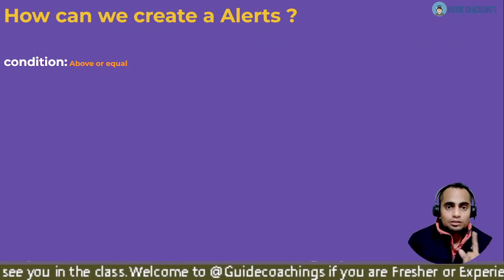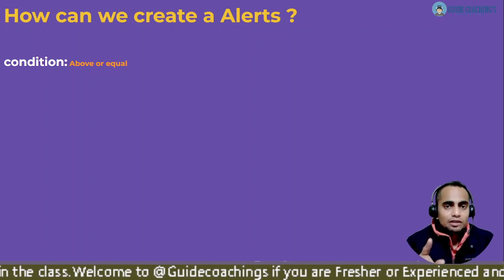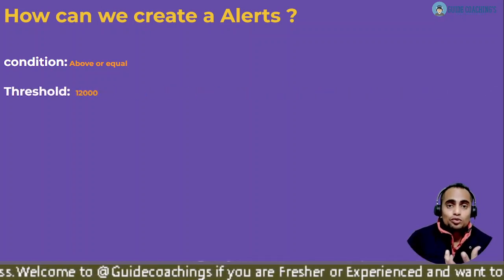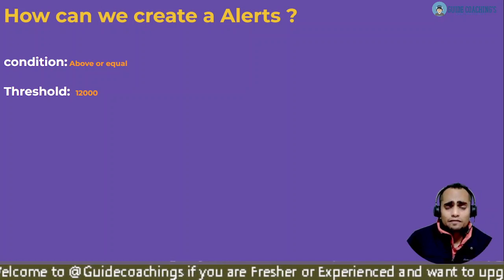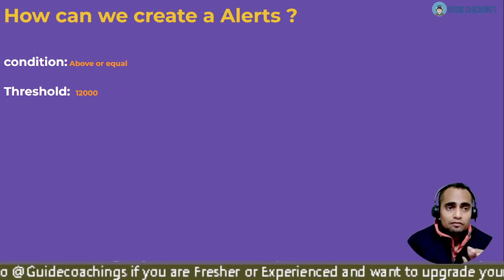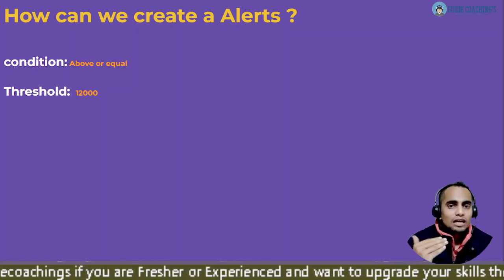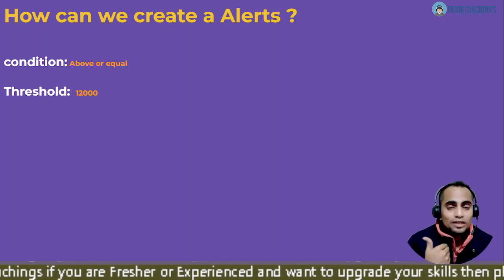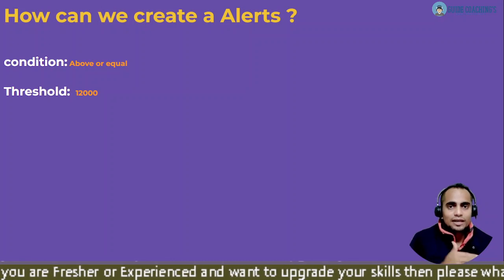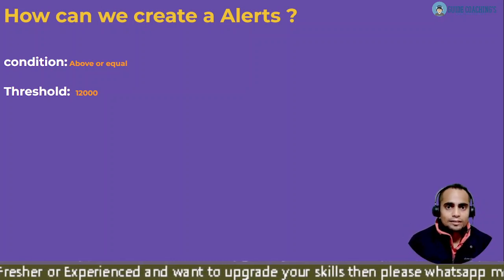For the condition, the first one is above or equal, we will select that. Then we will write the threshold value. So what is the threshold we want to add? If we have a sales board where, when my sales go above 12,000, I want to get notified, or I want my stakeholders to be notified that our profit has increased. That is one scenario.